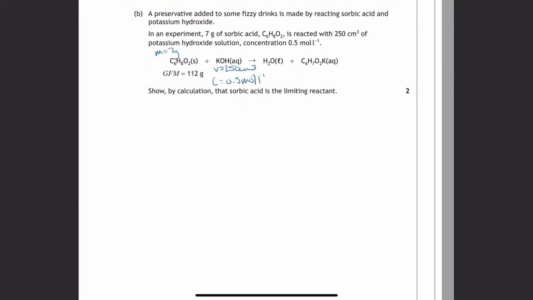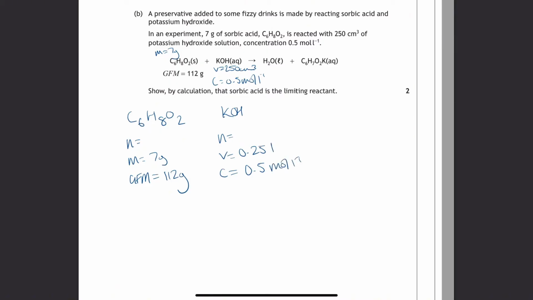So we can work out the moles of each of these. So if I take their formulas, KOH. So for the ascorbic acid, we've got the n = m/GFM relationship because we've got a mass and a GFM. And then for the potassium hydroxide, we're going to use the n = c×v relationship because we've got a volume and a concentration. So we've got 7 grams here, 112 here. Don't forget to change your volume into litres. And 0.5. Okay, so we can work out the moles of each. So n is m over GFM.